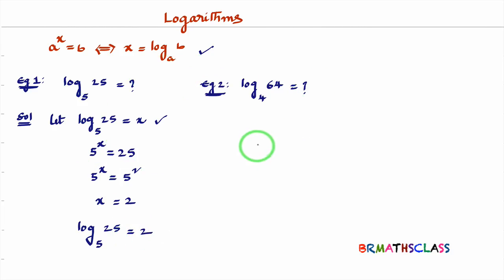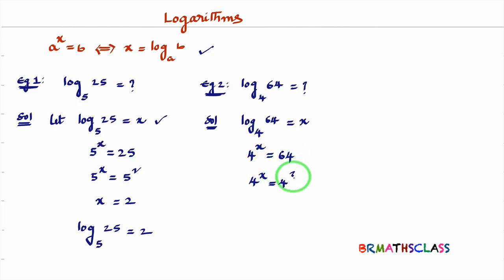Suppose you want to calculate the logarithm of 64 base 4. How will you calculate? First, I'll consider this as x. Logarithm of 64 base 4, I'll consider this as x. As per the definition, when you see an expression of the form x equal to log b base a, it can be written as a power x equal to b. So how can we write this? It is important. You take this base 4: 4 power x equal to 64. Please try to understand. 4 power x equal to 64.